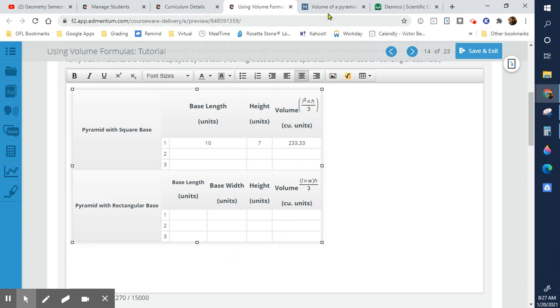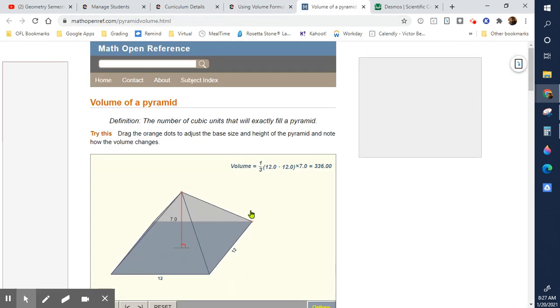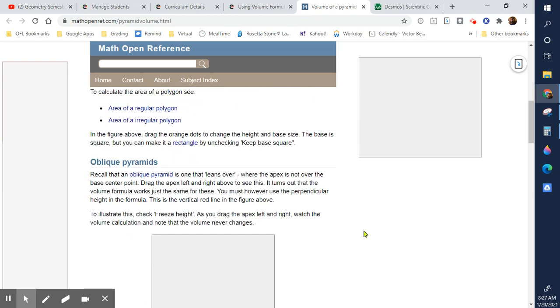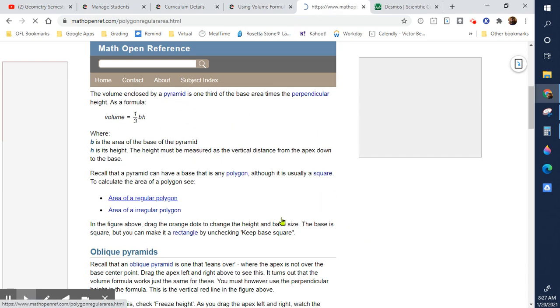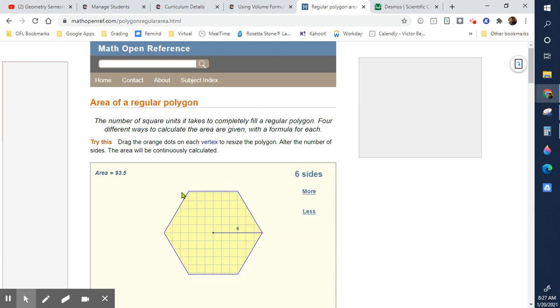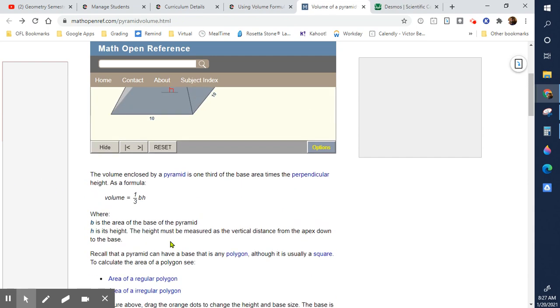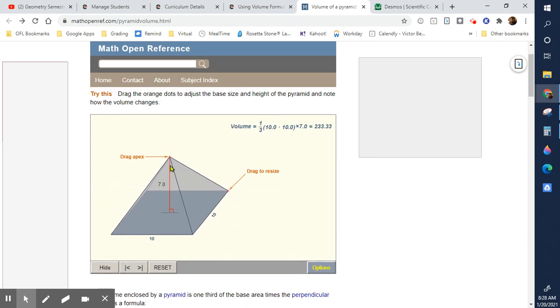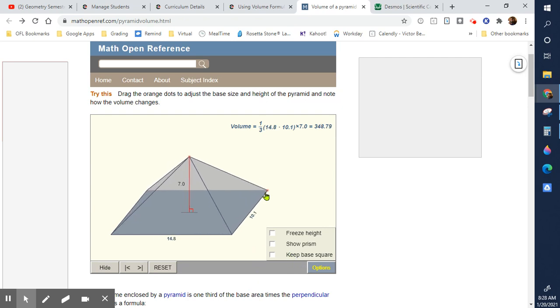Now we're going to try it with a rectangular base, meaning that we want to drag this, but here's the problem. It's a square base, so I think there's another one. Where is it? Area of a regular polygon? No, although that is useful in case it's a different shape. We want this to be, let me see if I can make it a rectangle. Keep base square. Okay, there we go. So you have to undo keep base square, and then you can move this to have a different length and width.